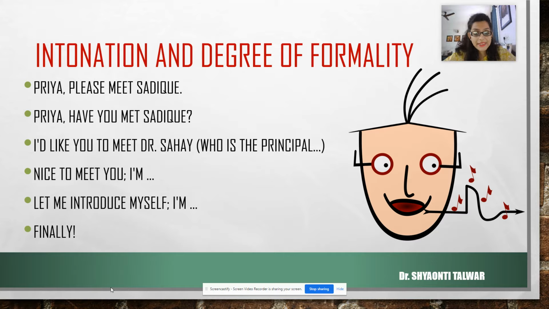Now we look at intonation and what that means. Intonation is the way you use tonal variations when you're using language, or when you're in a conversation with someone. So let's consider the first structure. Priya, please meet Sadik. You're not going to utter it as a monotone, right?